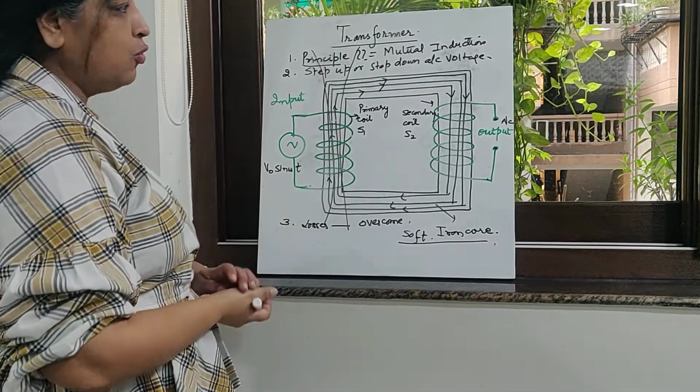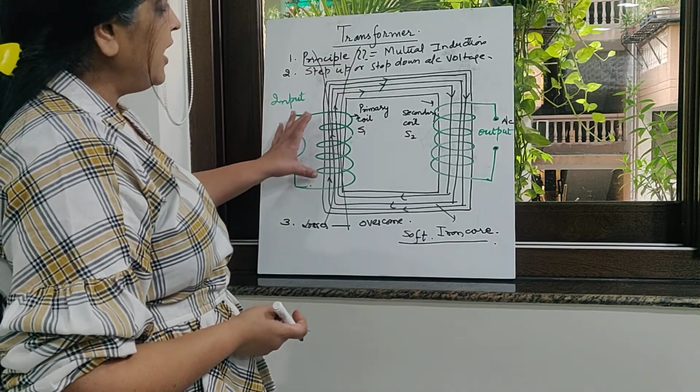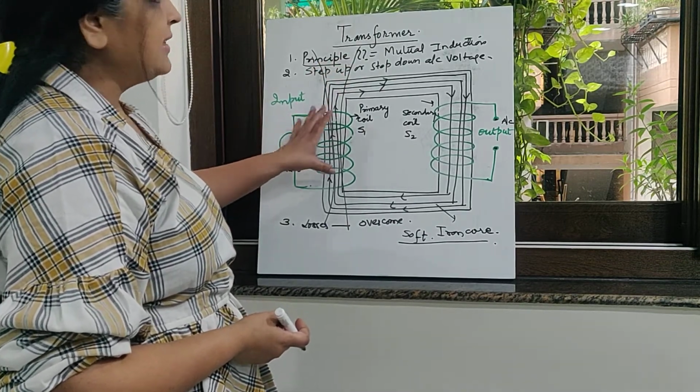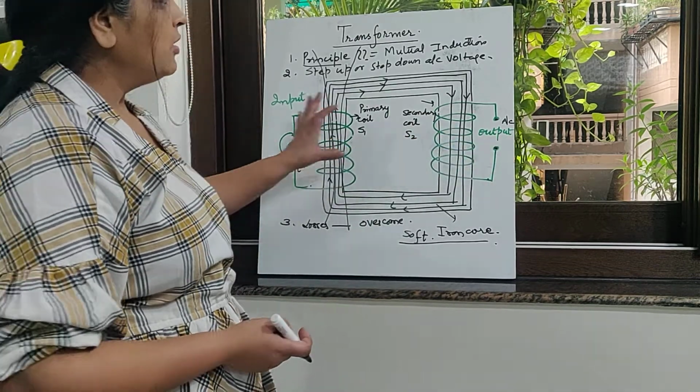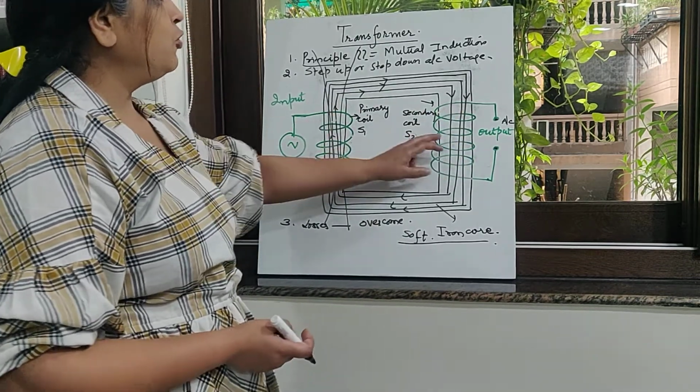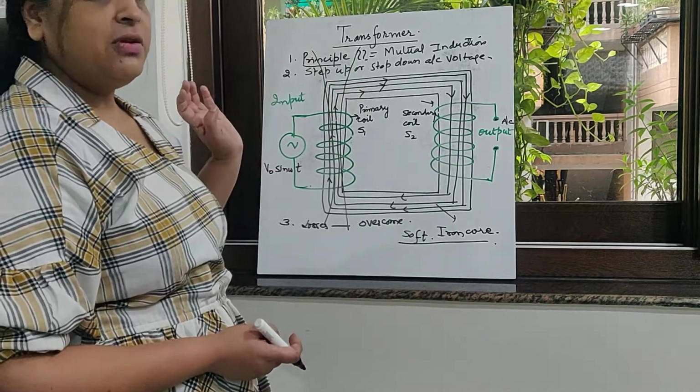Mutual induction between the two coils. So the change in EMF in one is giving us a current in the other, which is giving us some AC output. So mutual induction from 1 to 2 is the principle of working of a transformer.